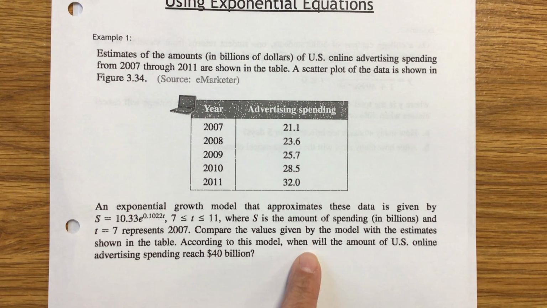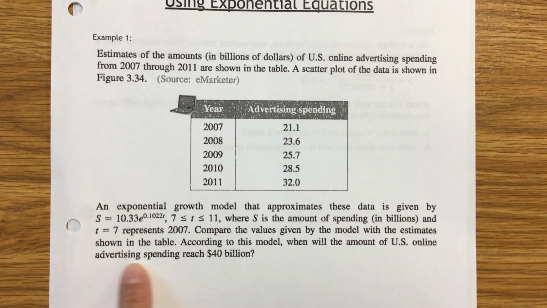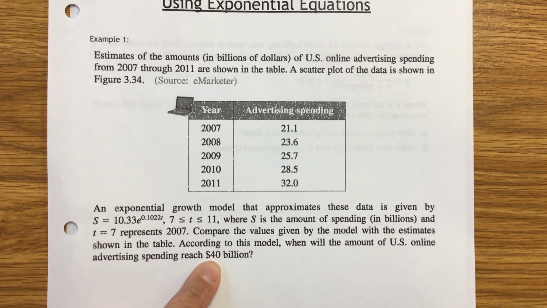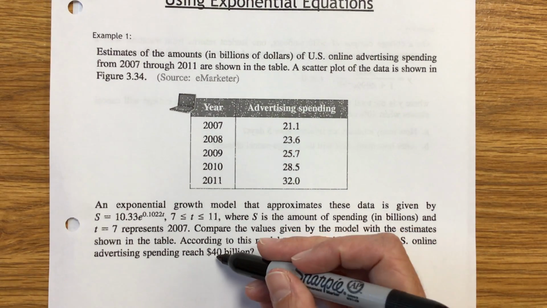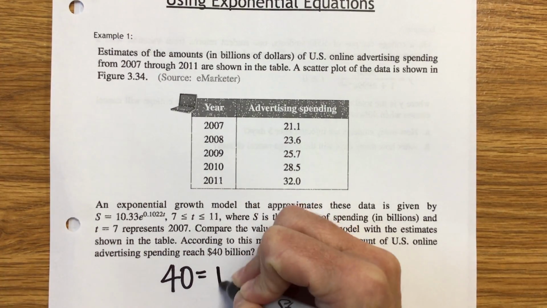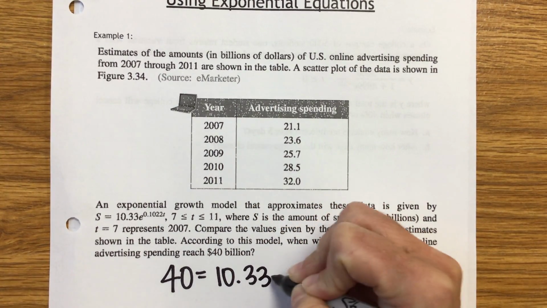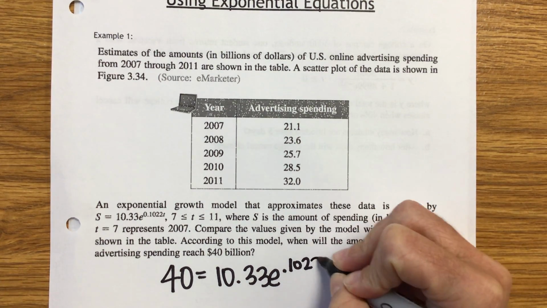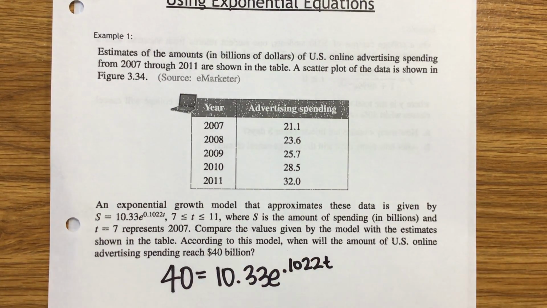According to this model, when will the amount of U.S. online advertising dollars spending reach 40 billion? Now this is already in billions, so I don't have to change that into a big number with a lot of zeros because our problem is in billions. So I want to know, when does it equal 40? So I'm plugging in 40 for S because I want to know when the spending is 40.